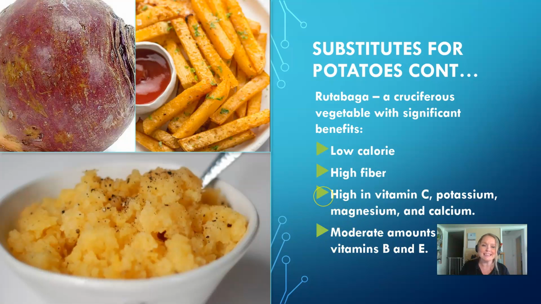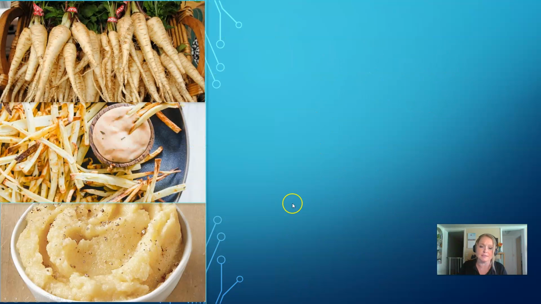And this isn't as much my favorite because it does have a little bit of a cabbagey, Brussels sprout flavor to it. But when you cook it and roast it, it reduces that flavor. And it does make a very nice French fry and a mashed rutabaga. You mash it with some garlic and some butter and it tastes delicious. That's my favorite thing to make at Thanksgiving.